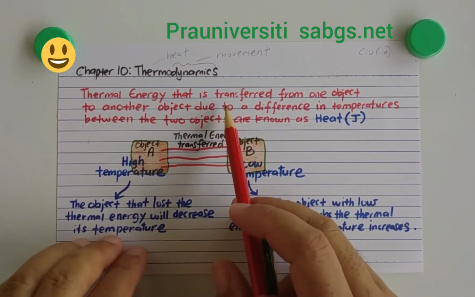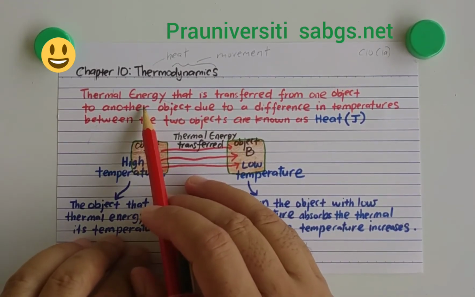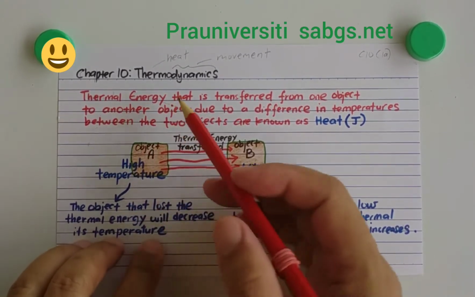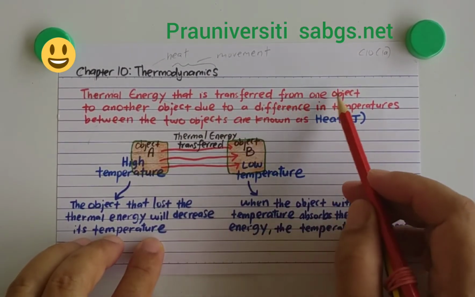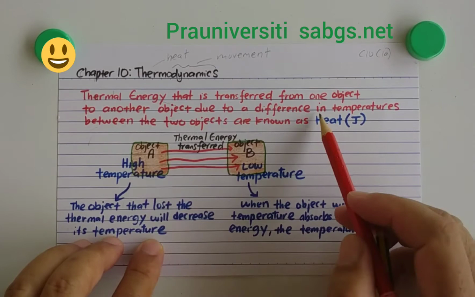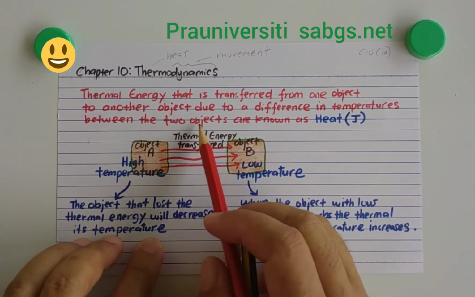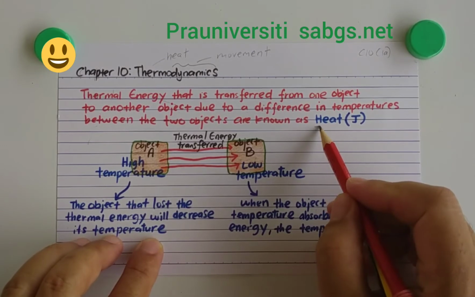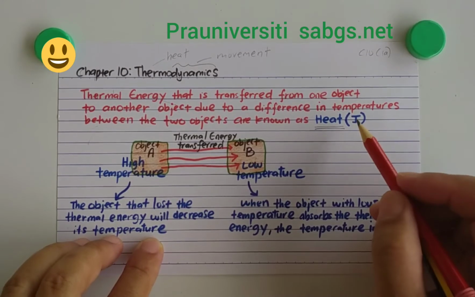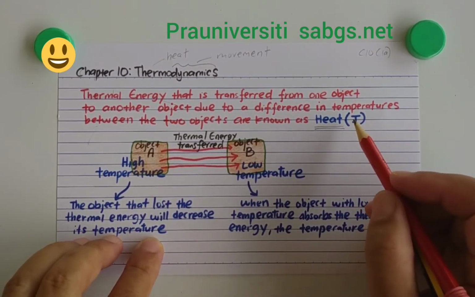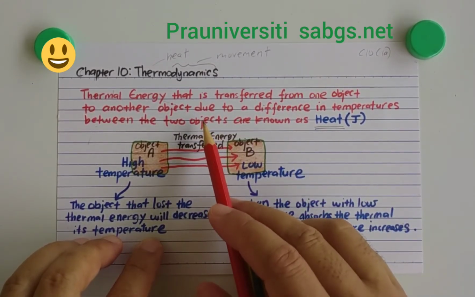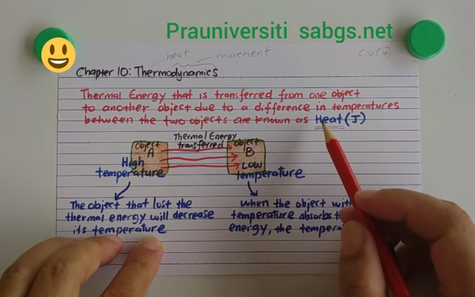Okay, so first we go to understand this statement. Thermal energy that is transferred from one object to another object due to a difference in temperatures between the two objects is known as heat. So now we give the definition of heat. Actually, what is heat? Heat is a thermal energy that is transferred from one object to another object due to a difference in temperature.